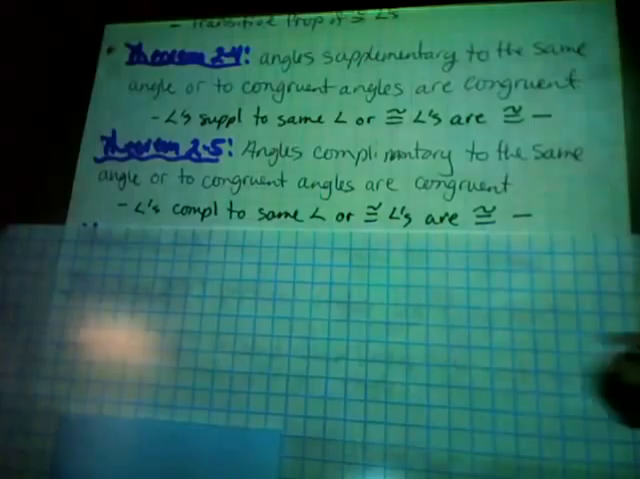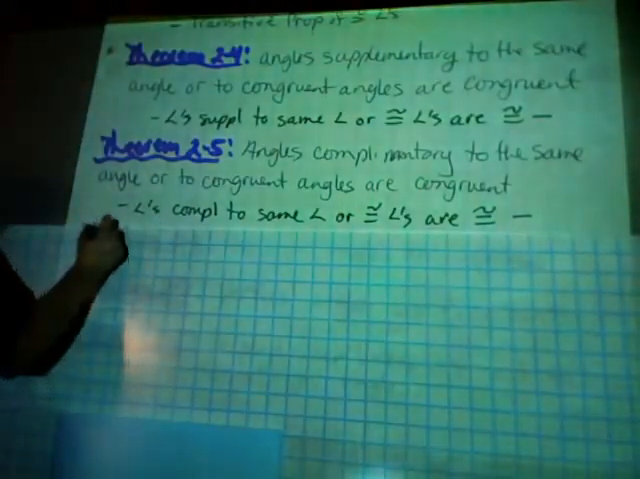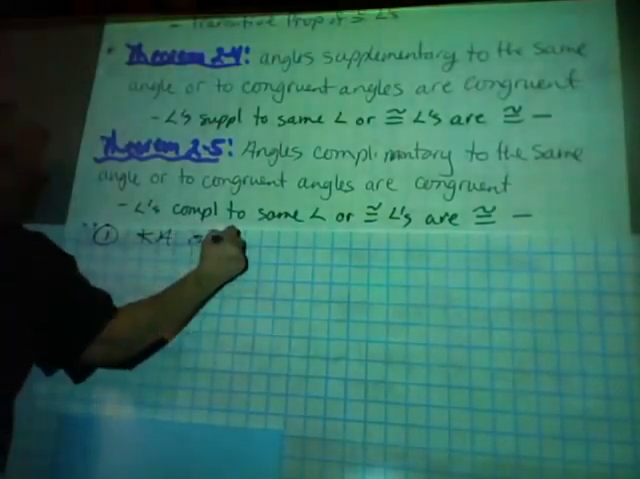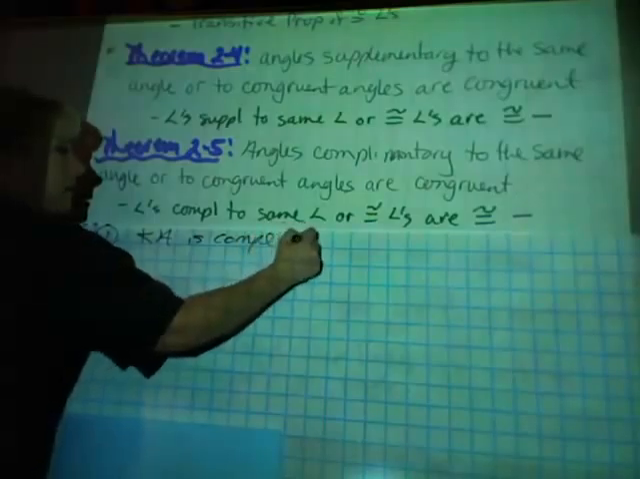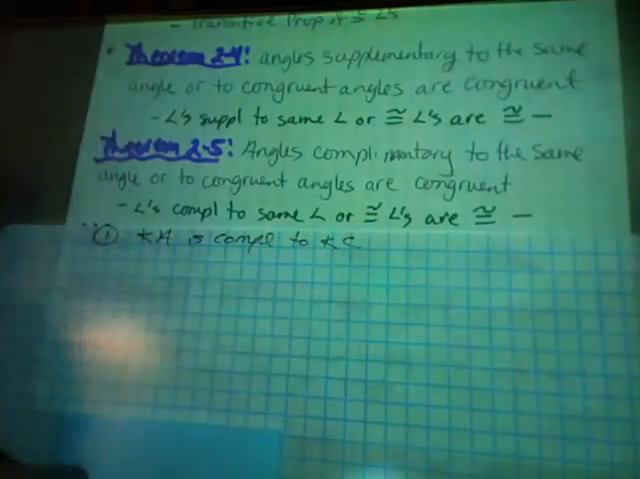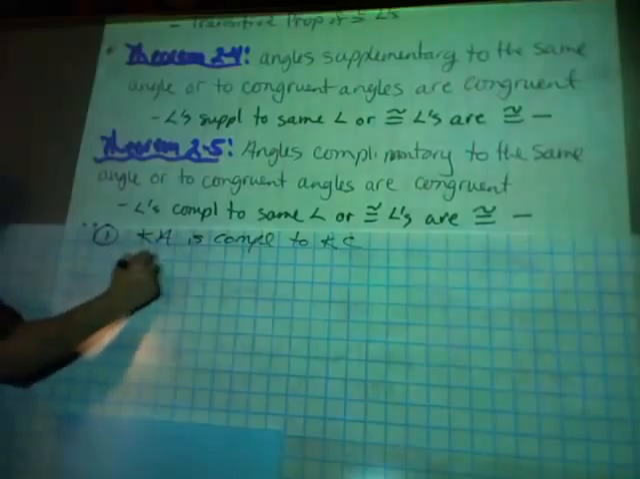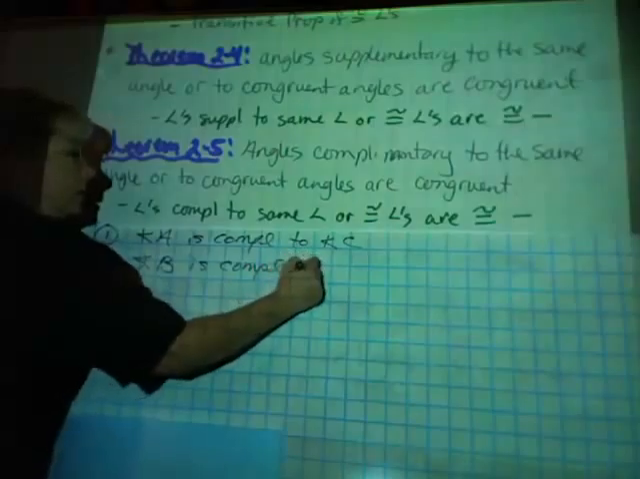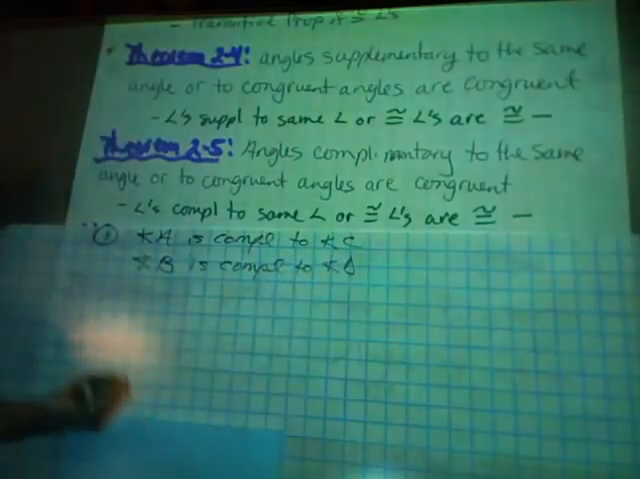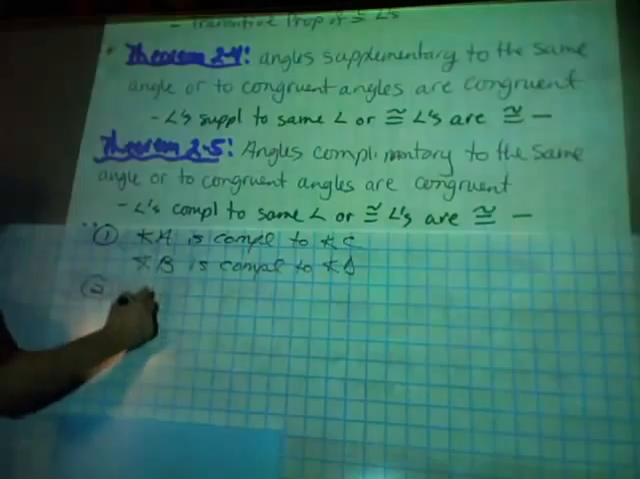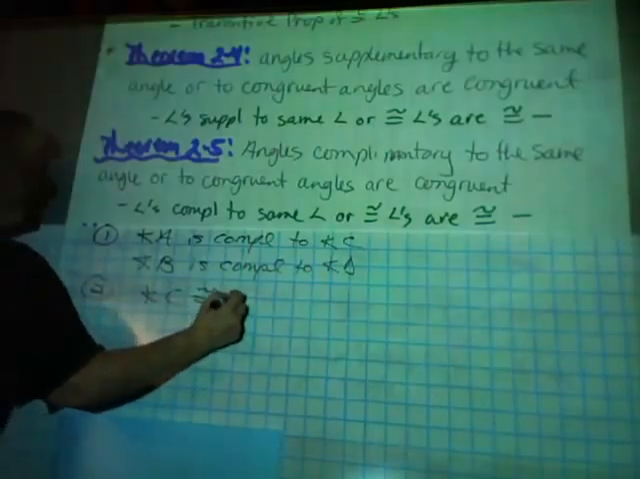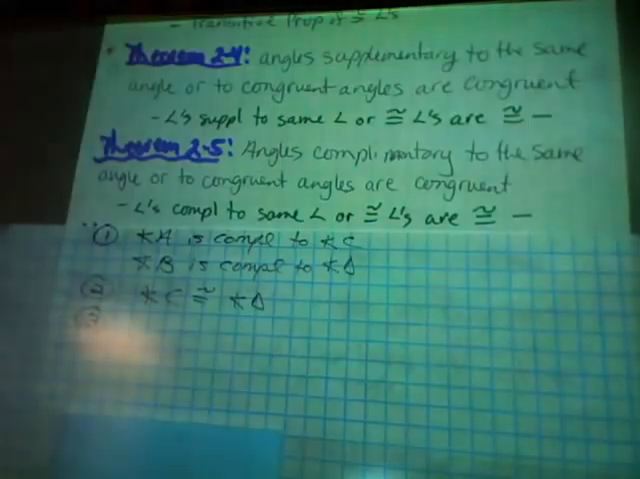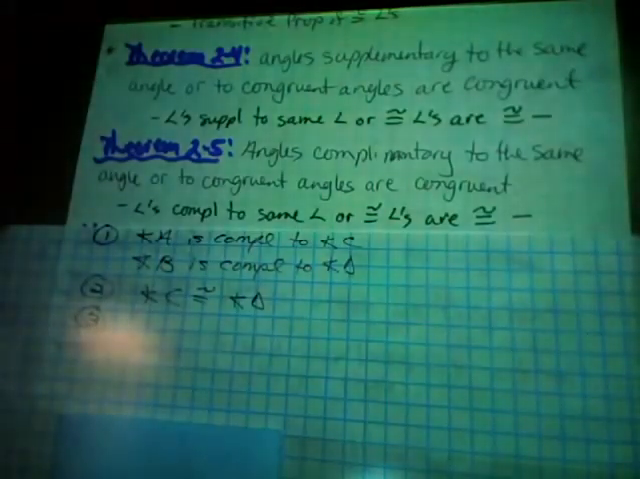Alright, so here's an example I might give you. So here would be statement 1. Angle A is complementary to angle C. Angle B is complementary to angle D. Statement 2 would be angle C is congruent to angle D. What is your conclusion?